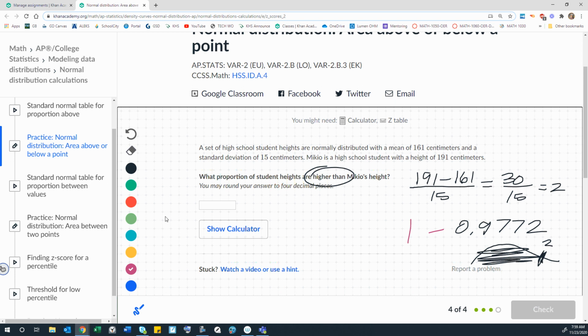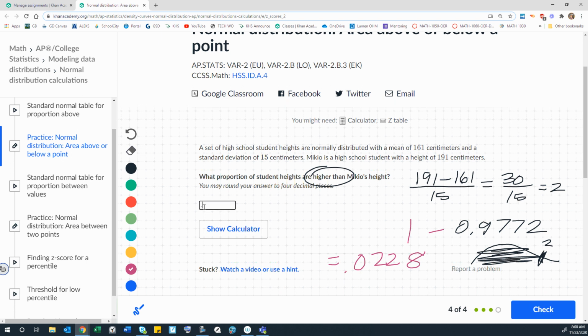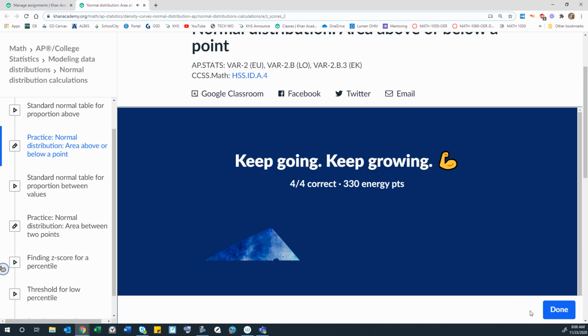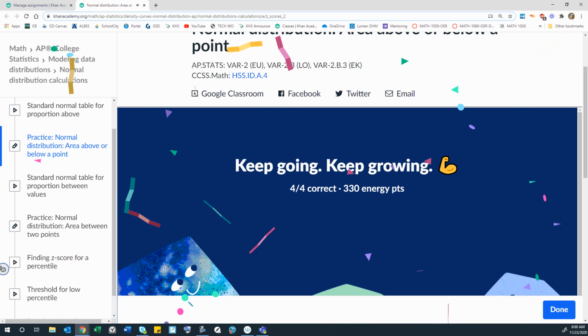Okay, so that gives me 0.0228, which I'm going to type in, see if it likes that. Not if I accidentally hit another number. And I got it. Oh, that's loud. Sorry.